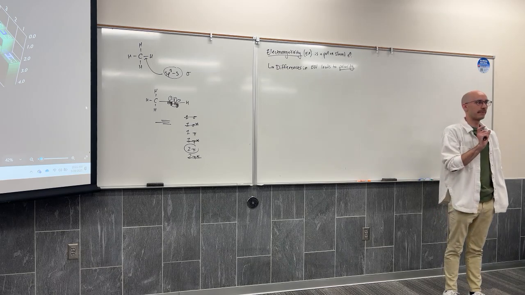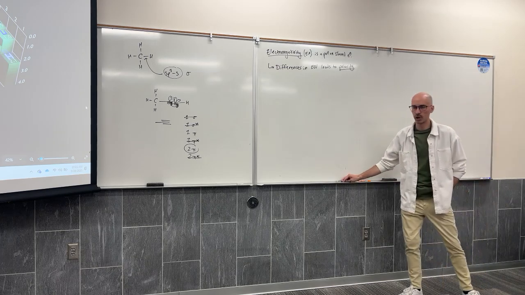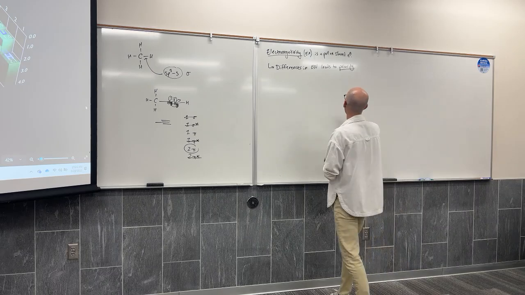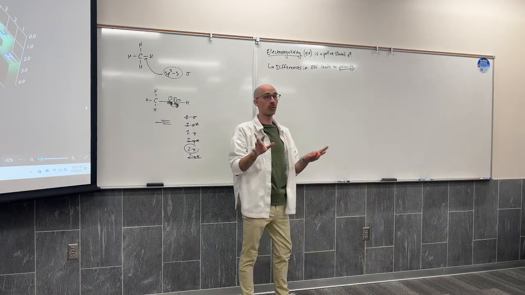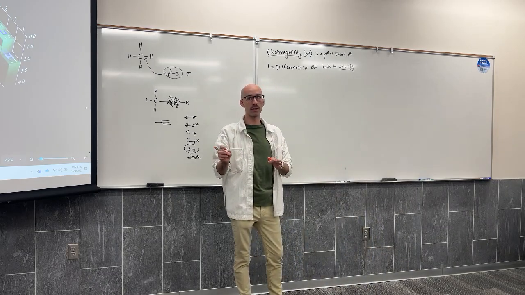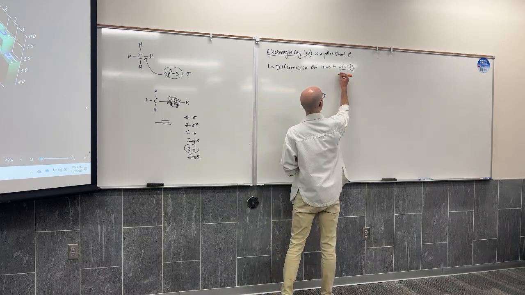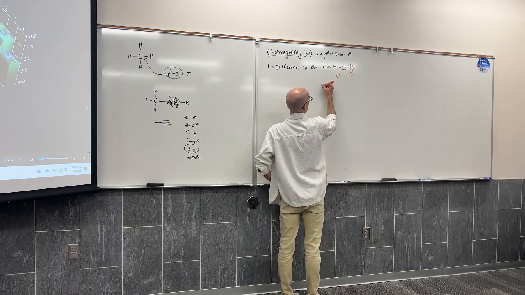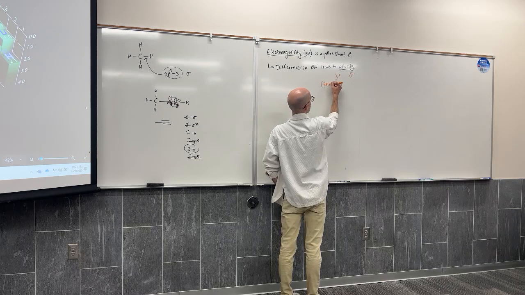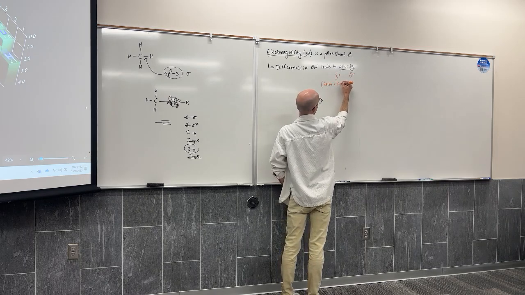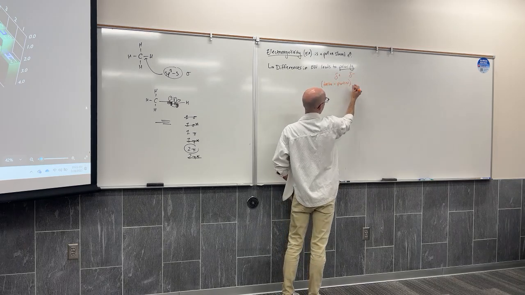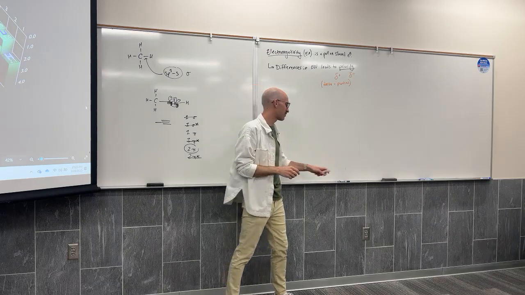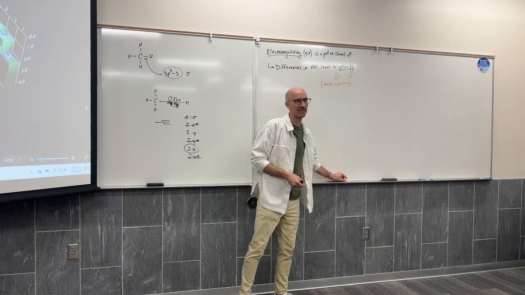So when we talk about polarity, we're going to put a positive and a negative, but not a formal charge. Not a true positive, not a true negative. Instead, we're going to do this partial positive and partial negative. And this is a lowercase delta, indicating partial.